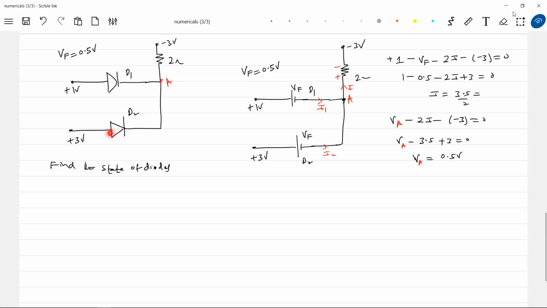And look at this one. How much is it? 0.5, and this is 3 volt, no? So definitely it is forward biased. So both D1 and D2 are on. Getting the idea?